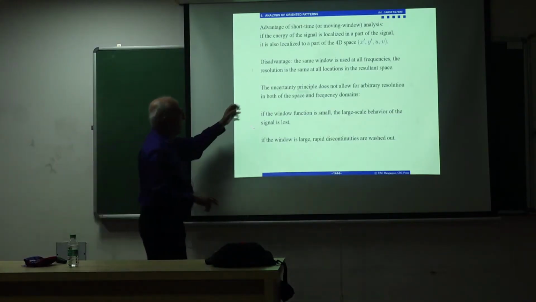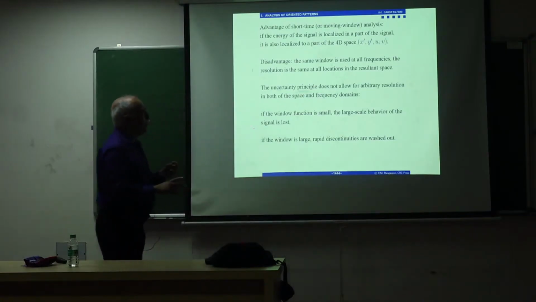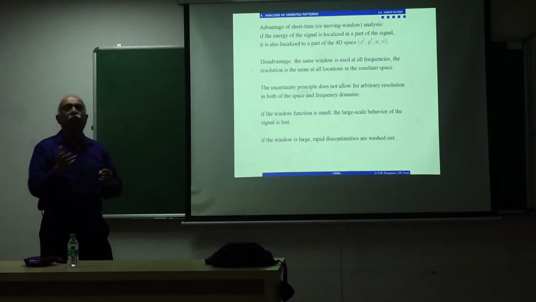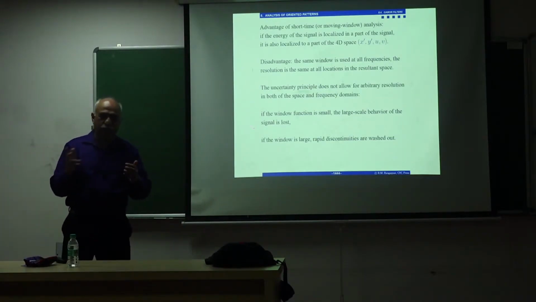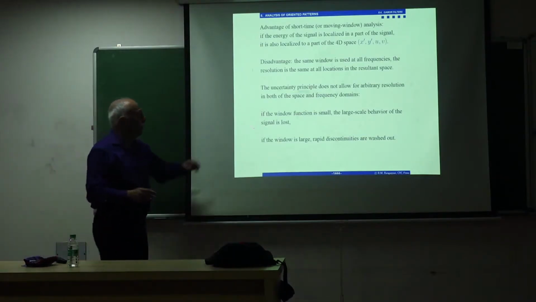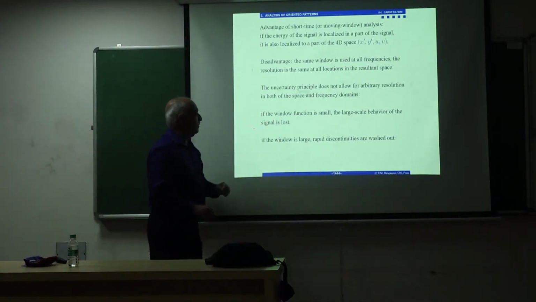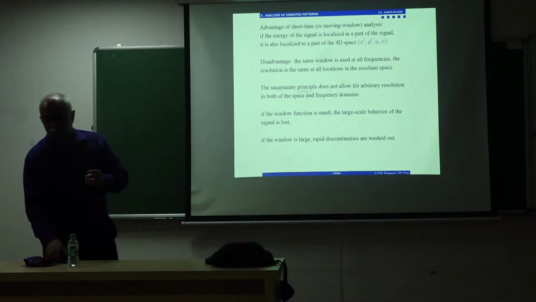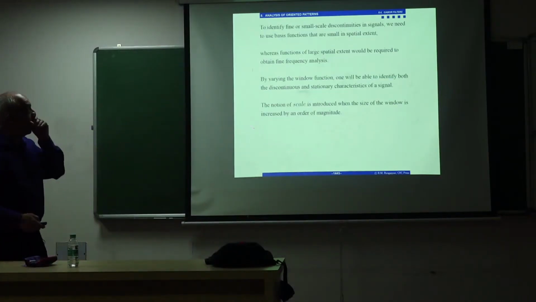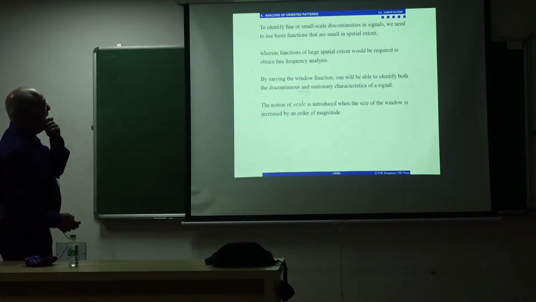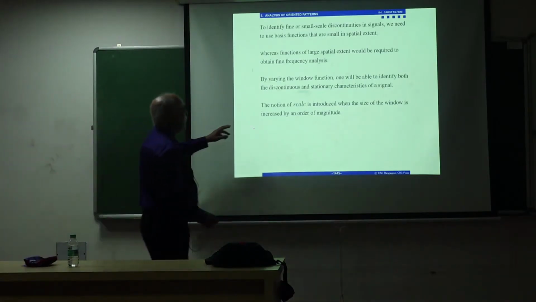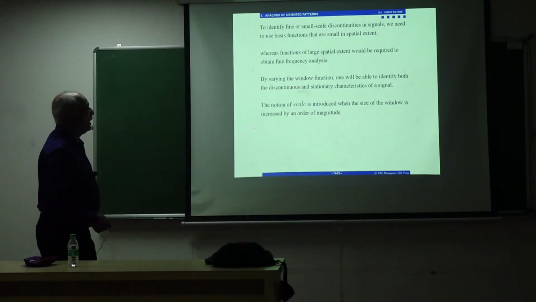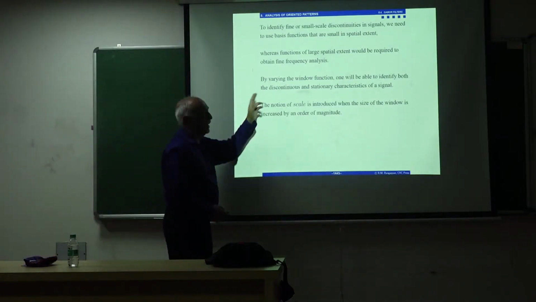So that, again, the uncertainty principle says you cannot have arbitrarily fine resolution in both time and frequency or space and frequency. If the window function is small, the large scale behavior is lost. If the window is large, rapid discontinuities are washed out. So there is a compromise everywhere. So this is where the notion of scale is introduced. By varying the window function, one will be able to identify both discontinuous and stationary characteristics.